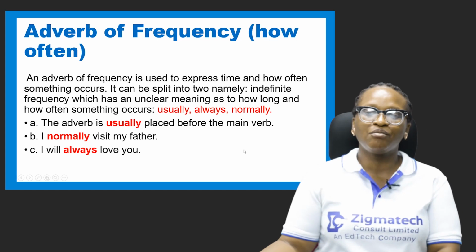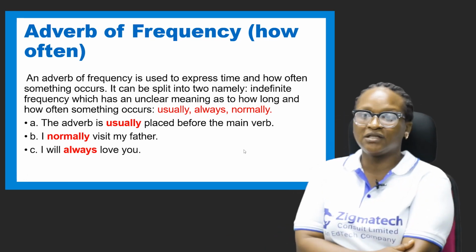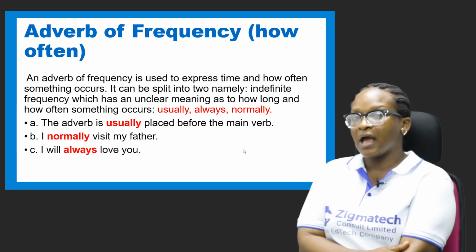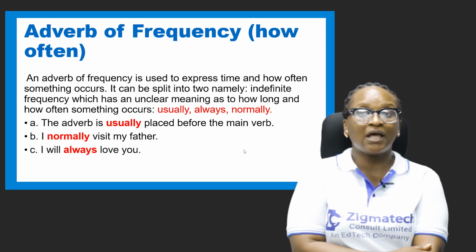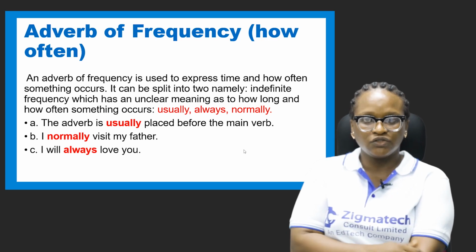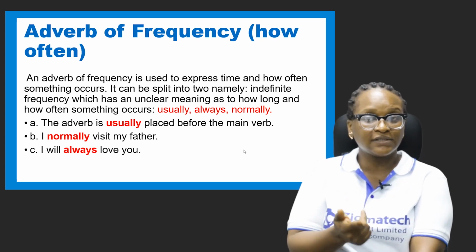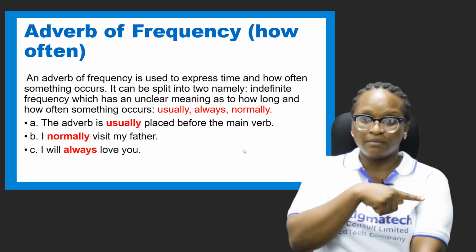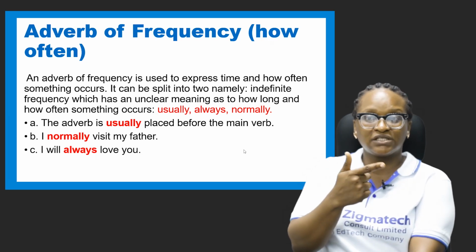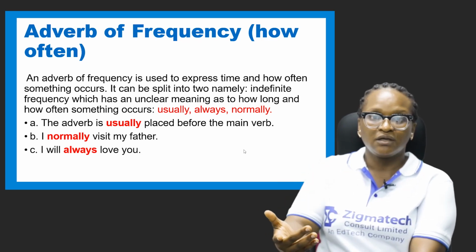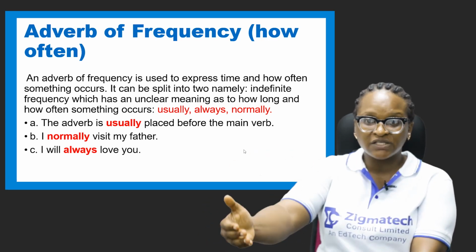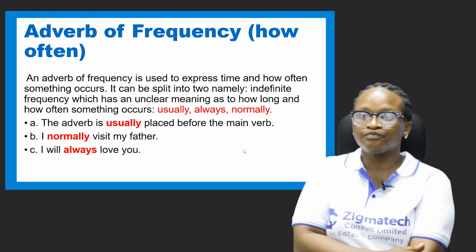All right, so we have adverb of frequency. I think this is where we'll cut it. Adverb of frequency. How often does something happen? Now, an adverb of frequency is used to express time and how often something occurs. It is different from adverb of time. Adverb of time tells you when, but here we look at how often, as much as it has to do with time, but the frequency. Is it every day? Is it every now and then? There is specification now, unlike adverb of time, basically.